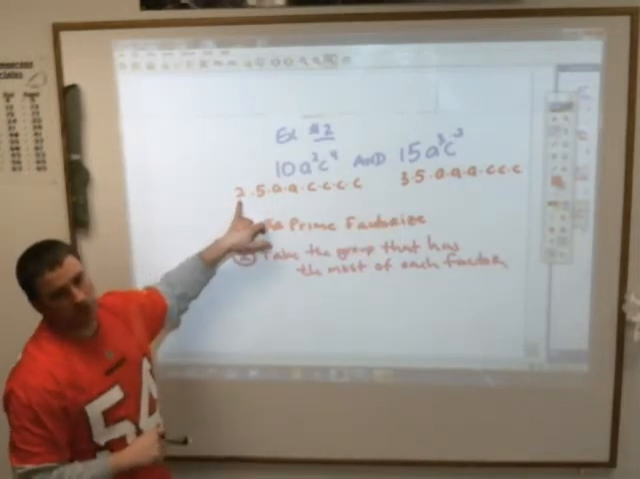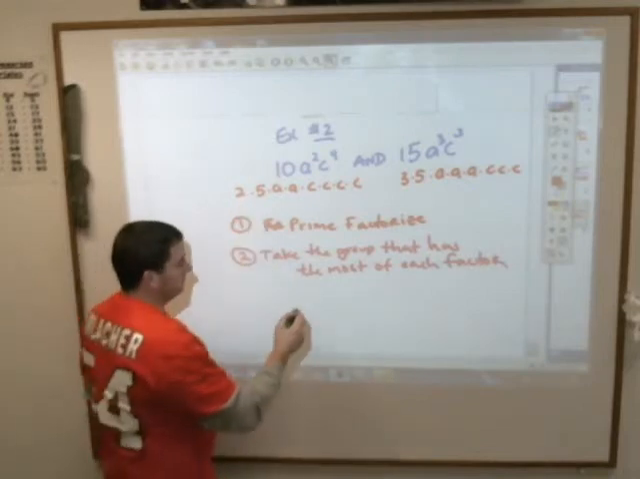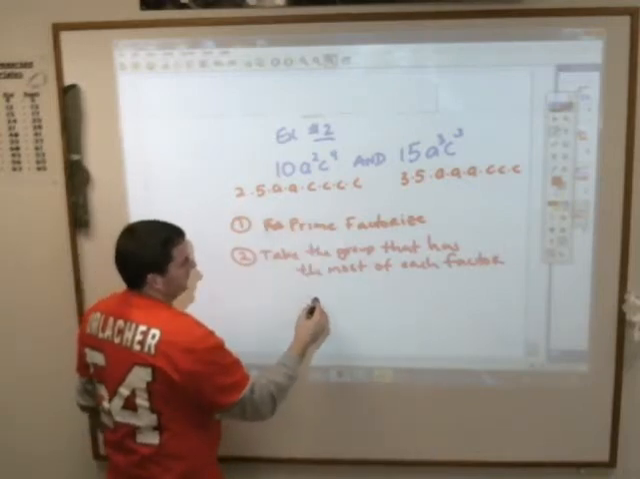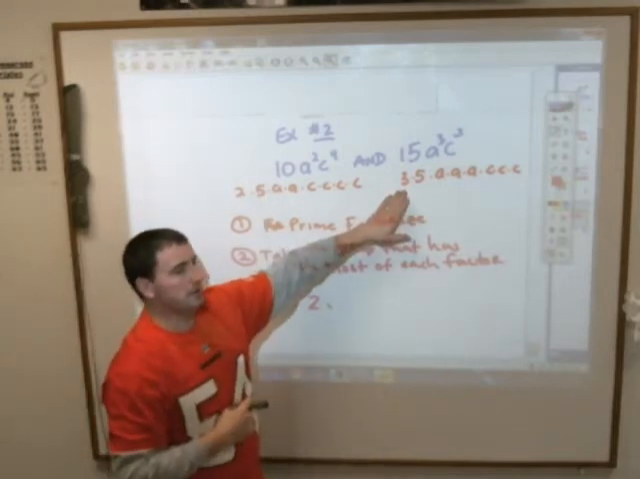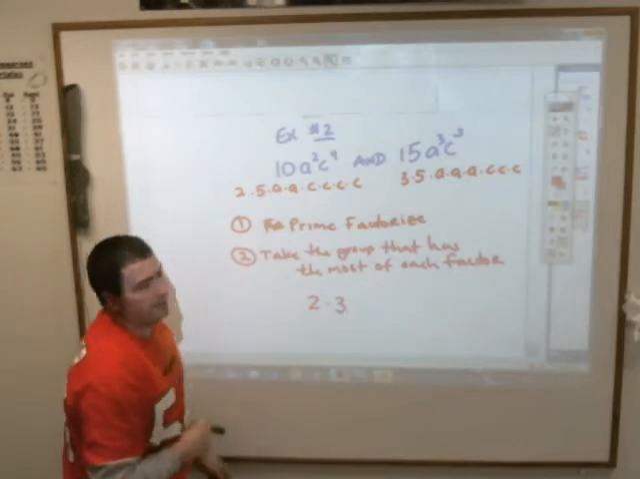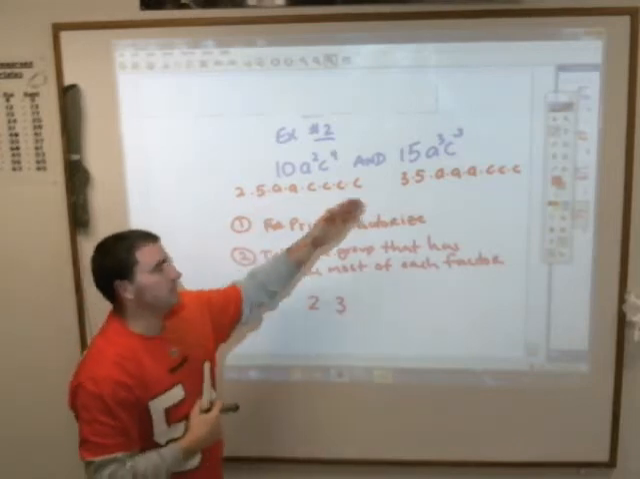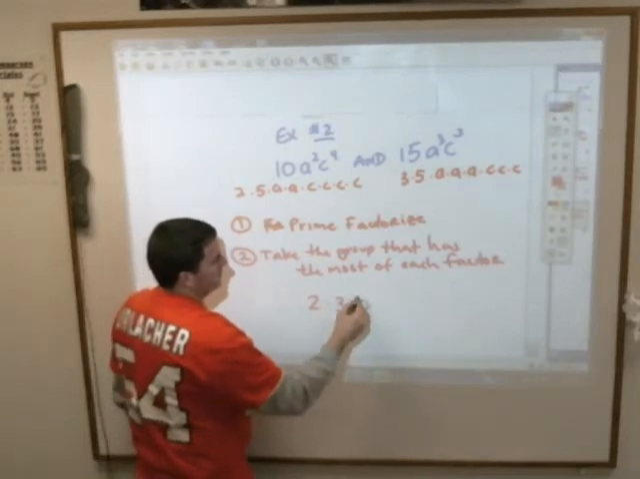Which group has the most 2's? This one. How many is it? 1. Which group has the most 3's? This one. How many is it? 1. Which group has the most 5's? They both have just 1, so you take just 1, because that's the most each group has.